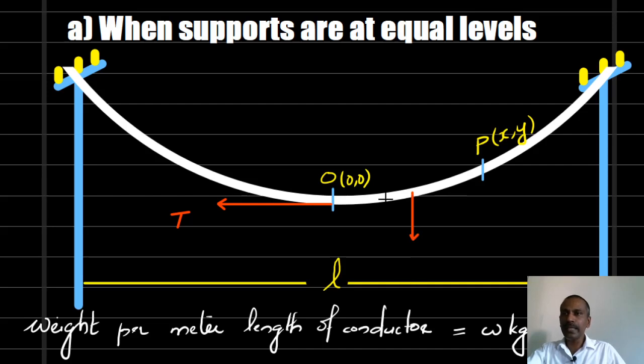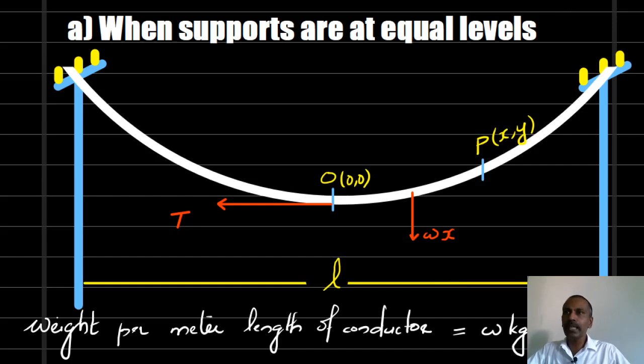As it is due to the weight, it is acting at the midpoint of the conductor portion OP. Weight of this portion OP is equal to weight per meter length into length of the conductor. Now, this is the length of the conductor. As the curvature is very small, this is approximately equal to the horizontal length, which is x. So this is weight per meter into the length of the conductor, which is approximately x. These two forces will cause two moments in this portion OP.